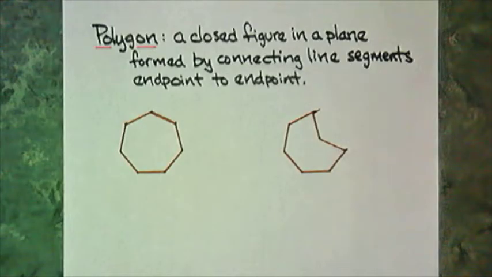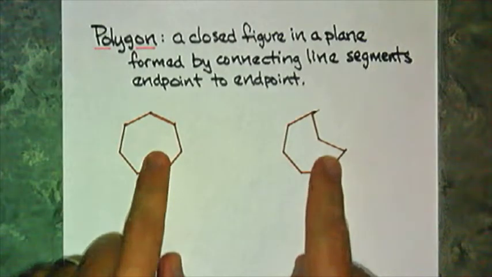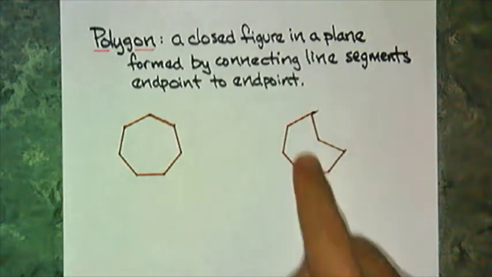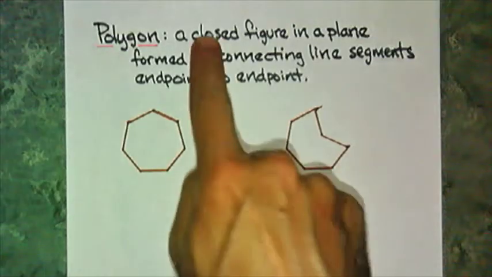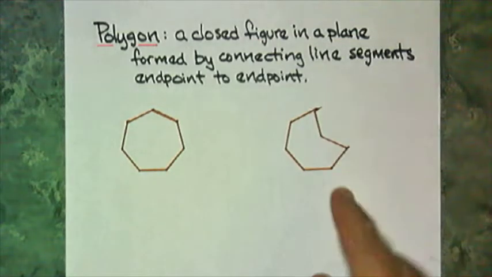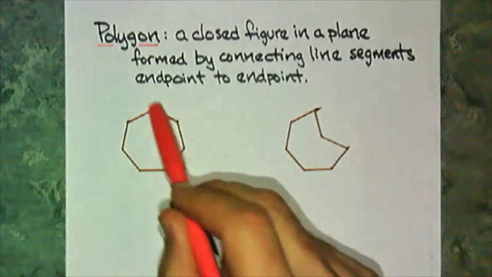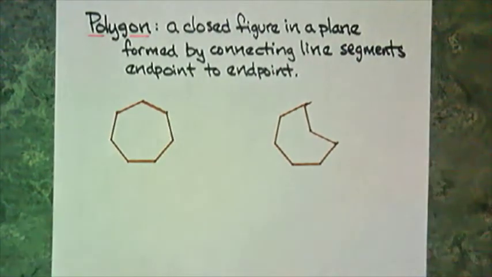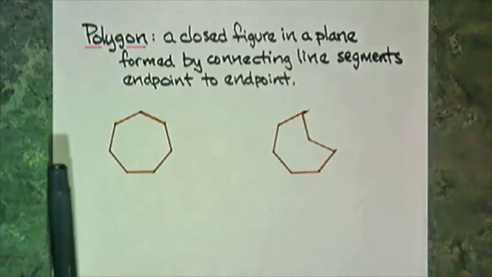Now we're moving on to polygons. And first off, I need to define what a polygon is. A polygon is a closed figure in a plane formed by connecting line segments endpoint to endpoint. And I have drawn 2 polygons here. You'll notice that the line segments are all connecting. It's not open. It's a closed figure. There's no spot that you can come in and out or anything like that. And it's endpoint to endpoint. And of course, it is in a plane. I've kept it flat.